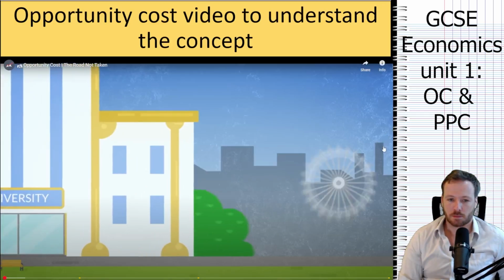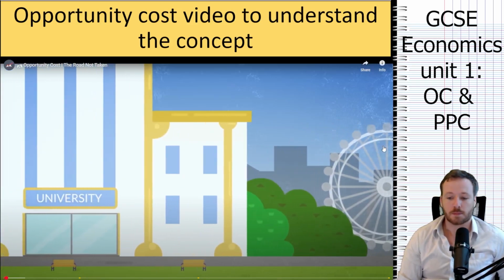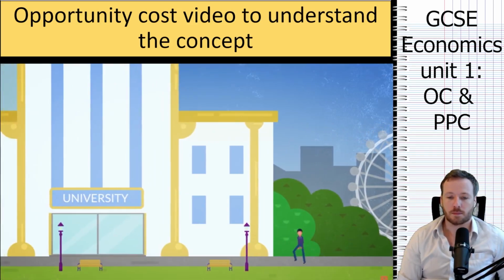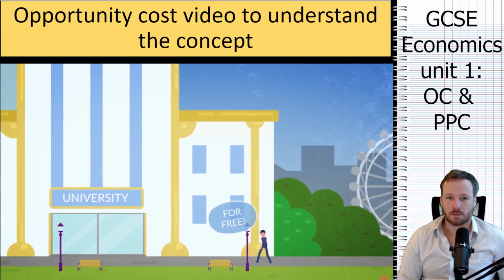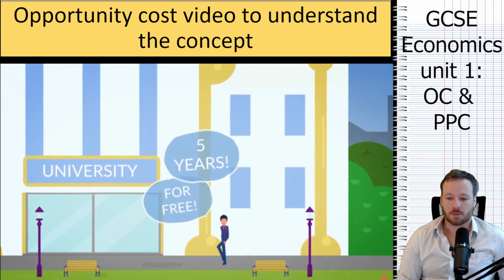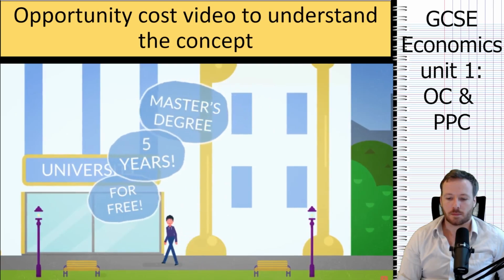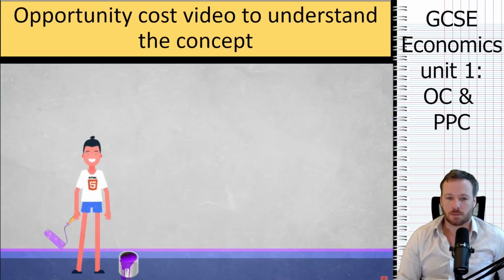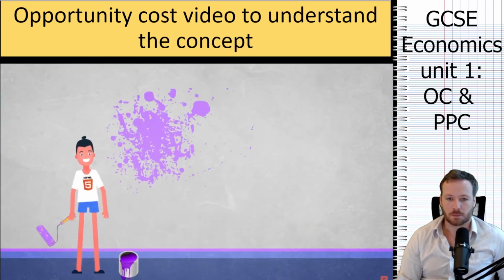Okay. Imagine the following situations. 1. A young man enrolls in a tuition-free public university. From his point of view, he gets the education for free. He will study in a field of his choice for 5 years, and after that, he will be granted a master's degree. 2. A freelancing website developer decides to renovate his flat on his own instead of hiring a renovation team for $1,000.